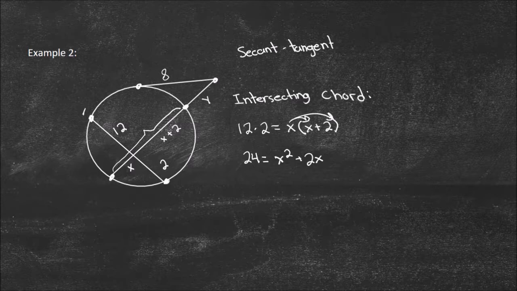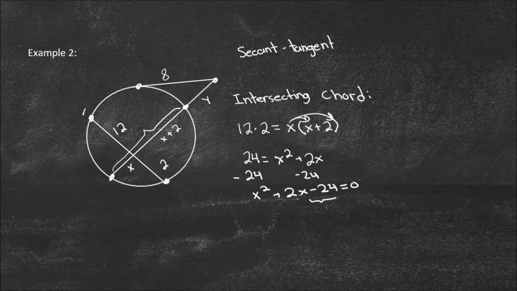And now is when you have to know, well, how do I solve this? This is a quadratic, so I need to factor. And to factor, you get everything set equal to 0. So I'm going to subtract the 24 from the other side, and I get x squared plus 2x minus 24 equals 0. Now I'm looking for 2 numbers that multiply to negative 24 and add to positive 2. That's going to be positive 6 and negative 4. So I'll get x plus 6 and then x minus 4.